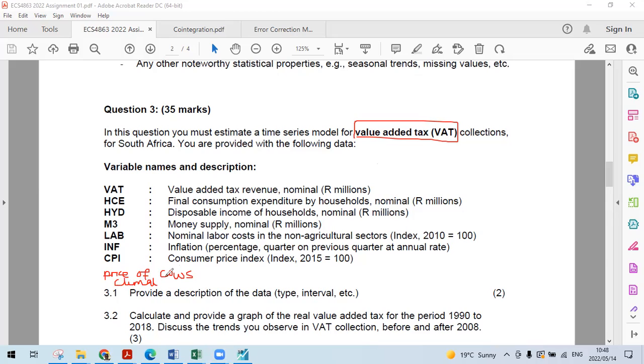Yes, let's say climate change. Or someone can say the number of medical doctors in the economy. Can it affect VAT?